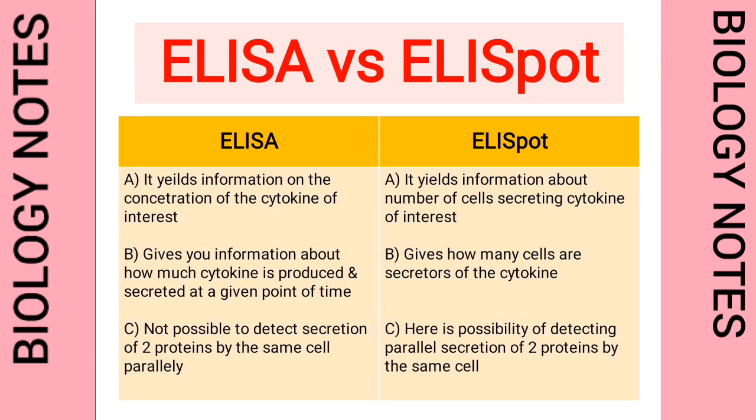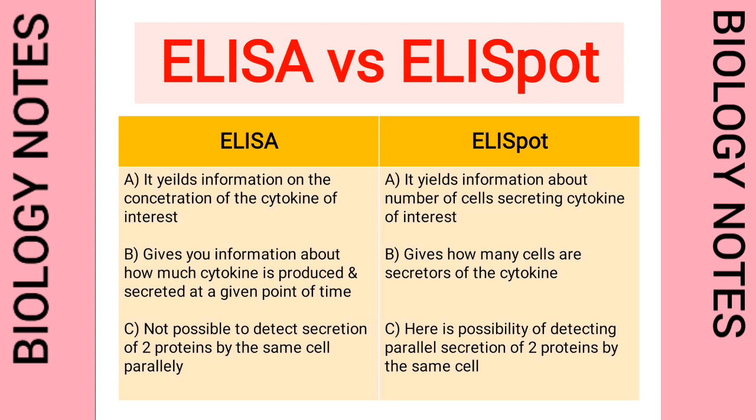Here is a table showing differences between ELISA and ELISpot assay. ELISA yields information on the concentration of the cytokine of interest. ELISpot assay yields information about the number of cells secreting the cytokine of interest. ELISA gives you information about how much cytokine is produced and secreted at a given point of time. ELISpot gives how many cells are secretors of the cytokine.